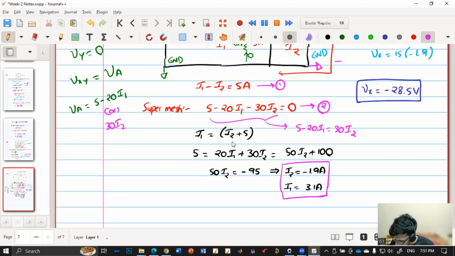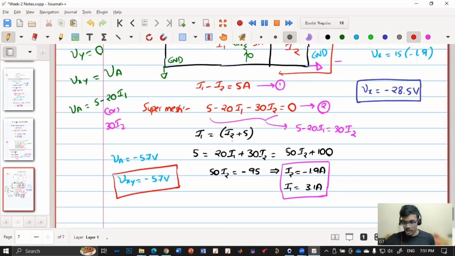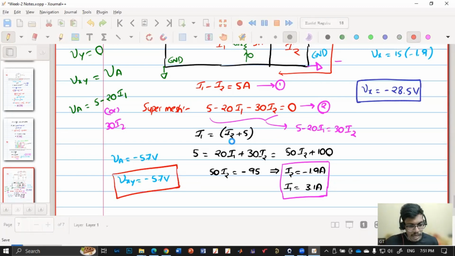How much? Yes, sir. Minus 57 volt. So my VA is equal to minus 57 volt, or Vxy is equal to minus 57 volt. So this is one question where you need not solve any of the L and C things.